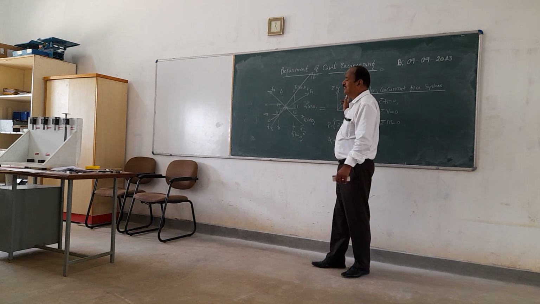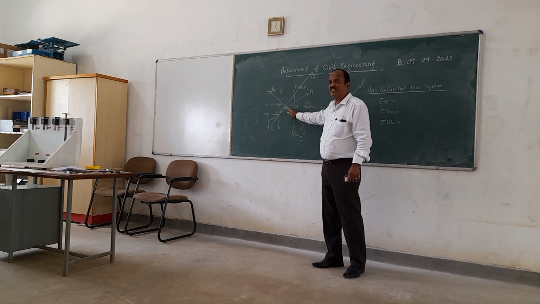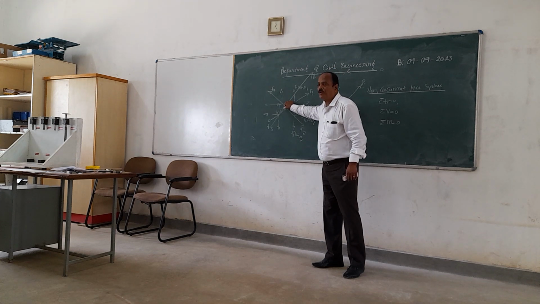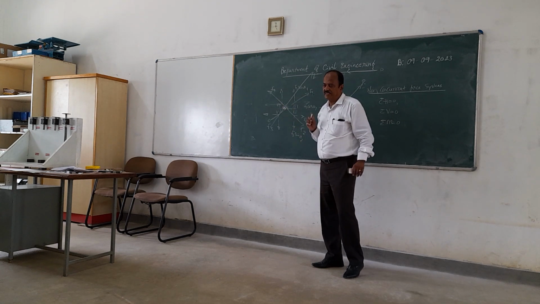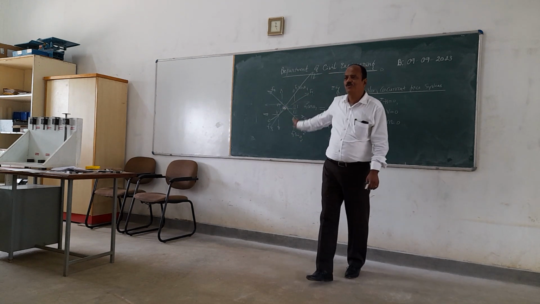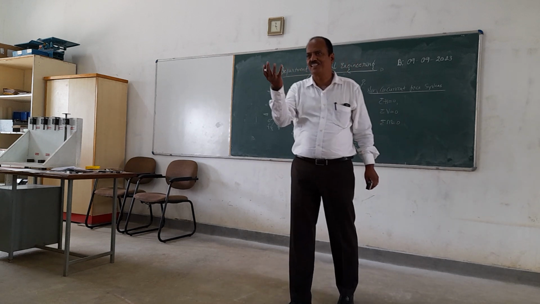Where should that particular resultant pass? Once again, since it's a concurrent force system, the resultant has to pass through the point of concurrency. Isn't it? Now, here we are going to get some value of the resultant.